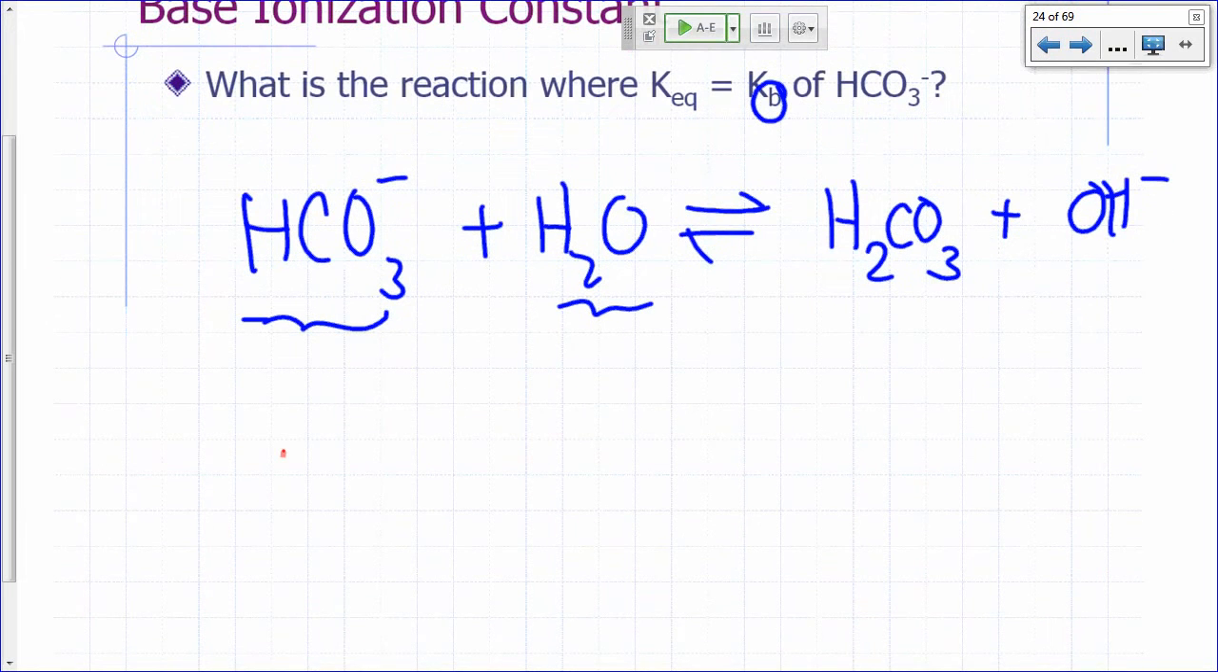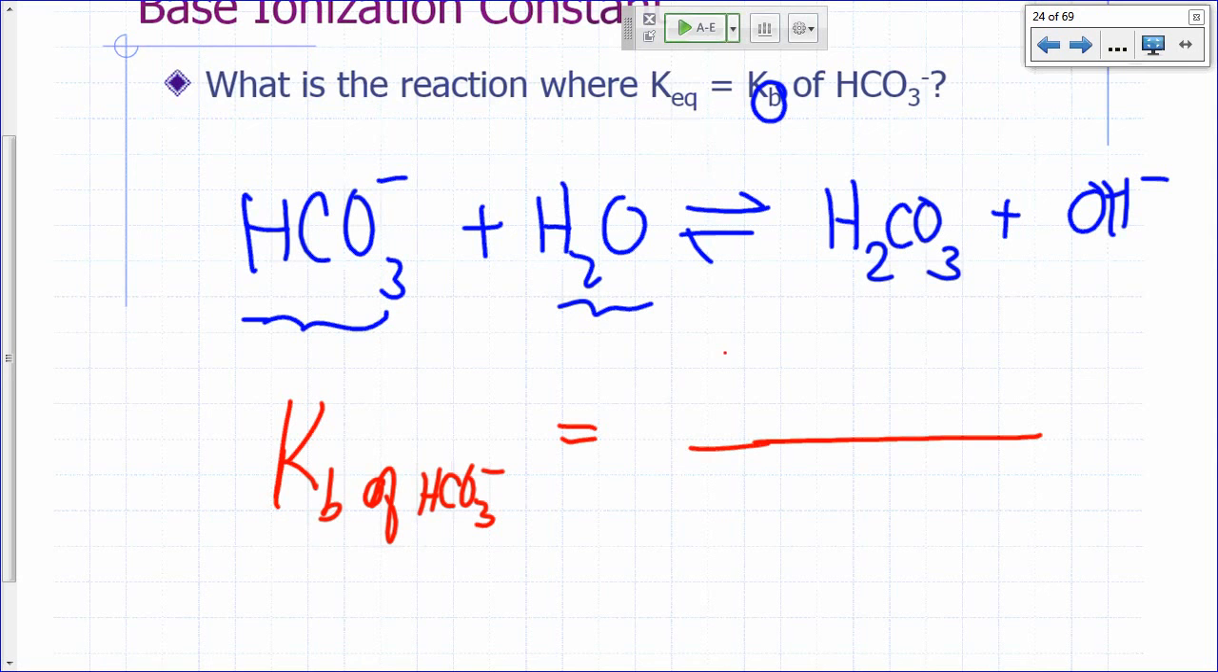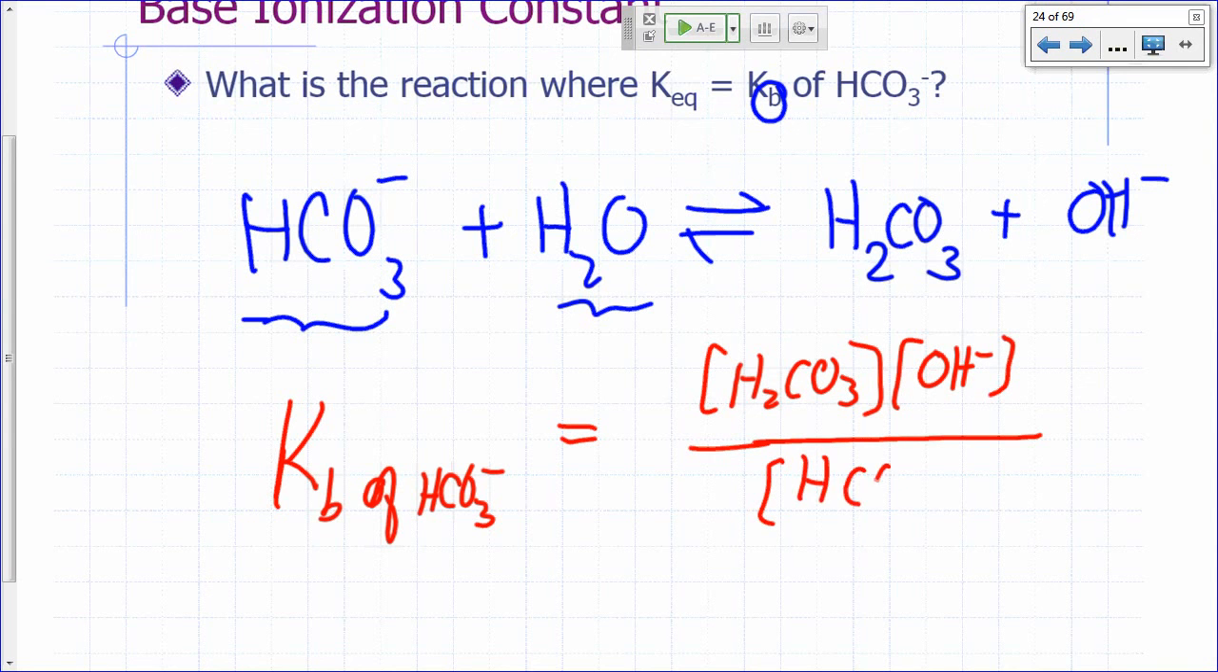What would be the expression for Kb here? If I were to ask you, what is Kb of bicarbonate ion? What would go in the numerator? Concentration of H2CO3 times concentration of hydroxide, and in your denominator, concentration of HCO3 minus. What's the activity of liquid water? 1. Okay.